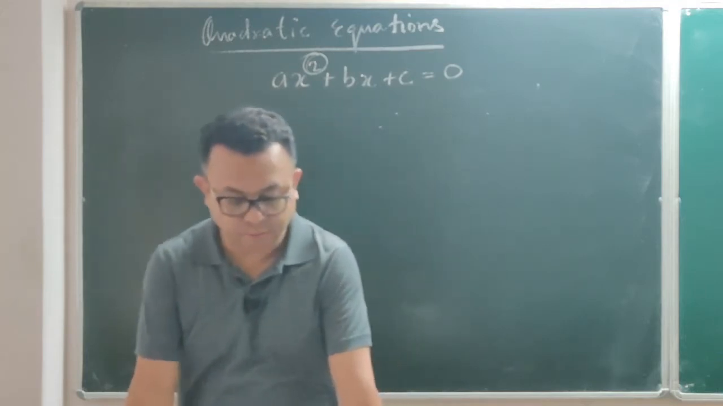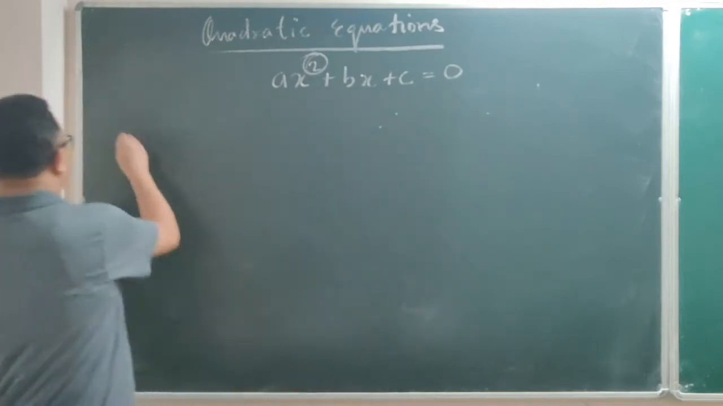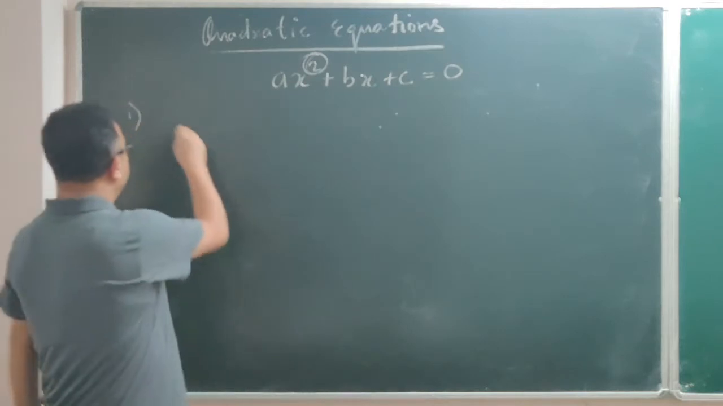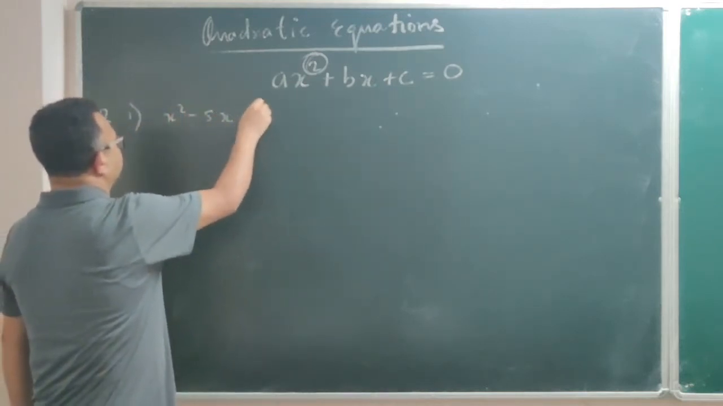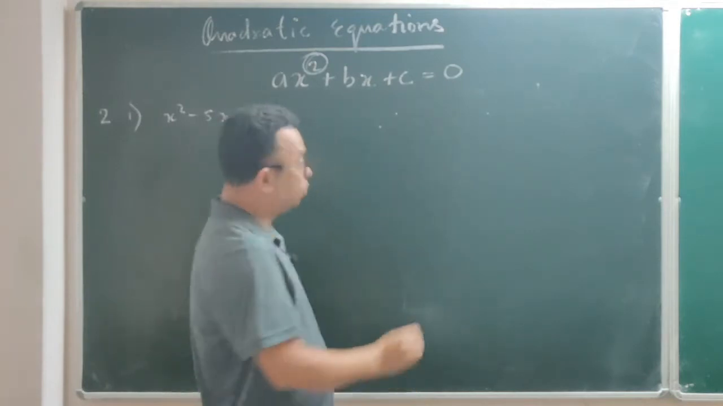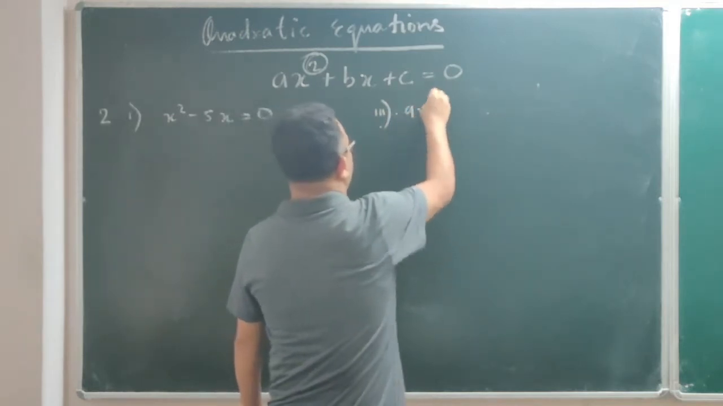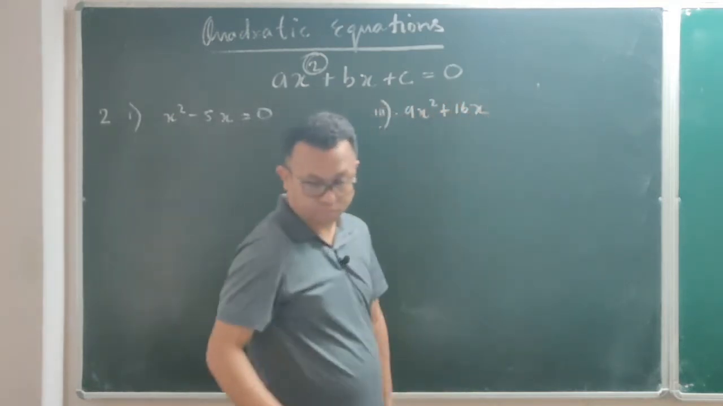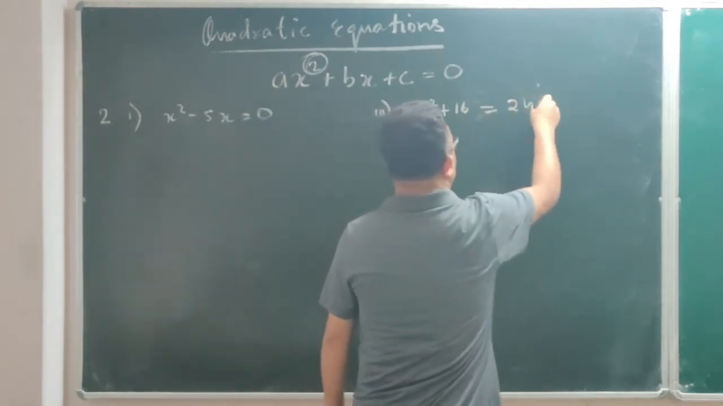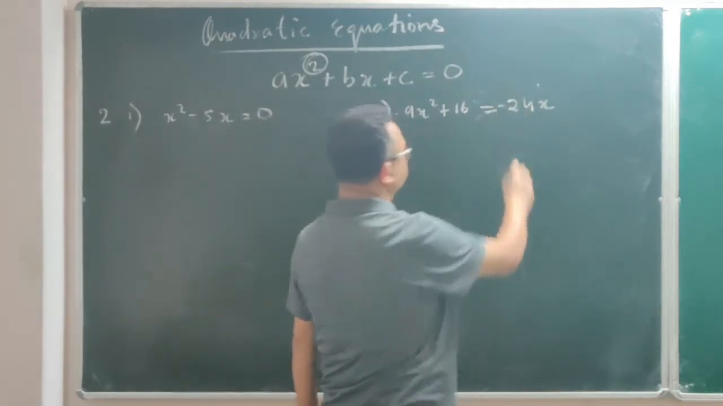So randomly I'll take some questions, different types. This is question number 2, 1. That has x square minus 5x equal to 0. Then if I go to the next question, let me go with number 3. It is 9x square plus 16 minus 24x.